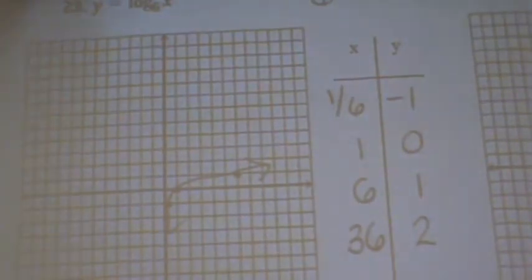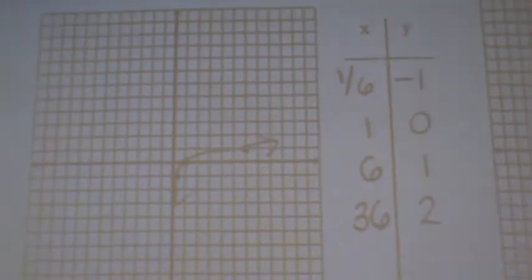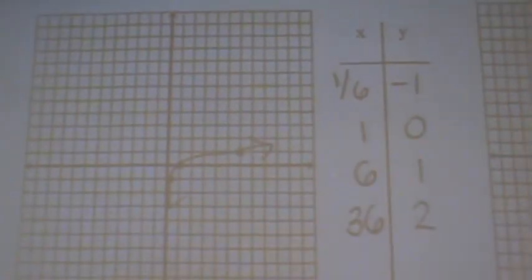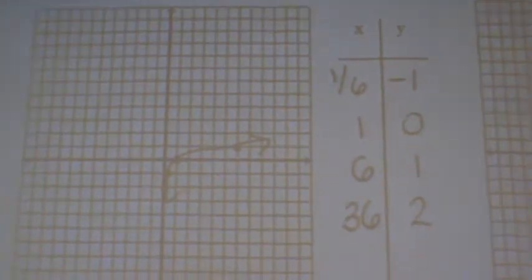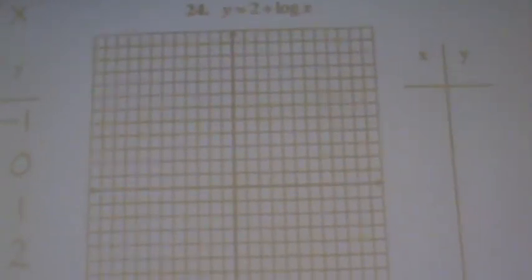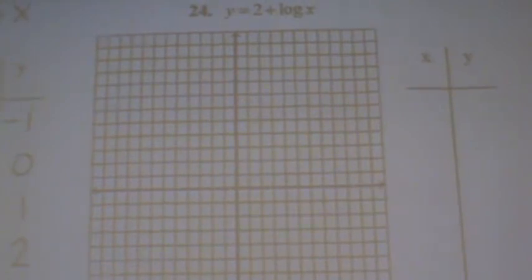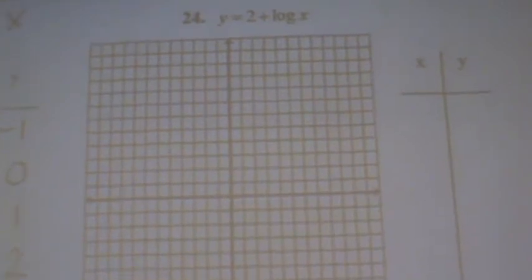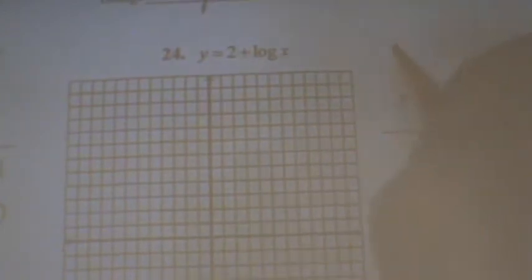X is greater than 0 in yarn. Y is all real numbers. The last one on this front page, what are you going to do? You're going to add 2 to what? The y to your y. To the y of what? What's the base?